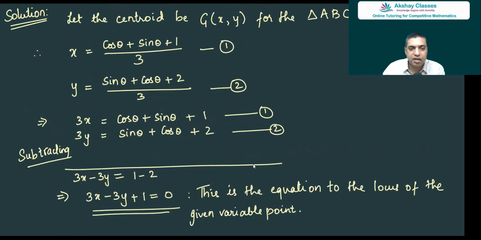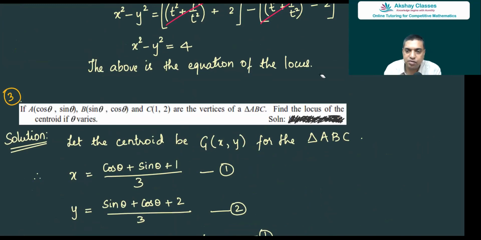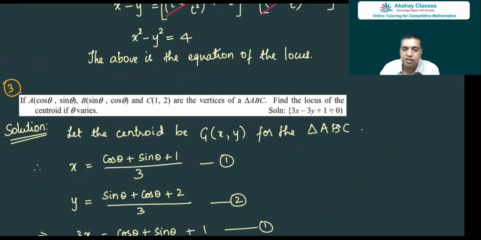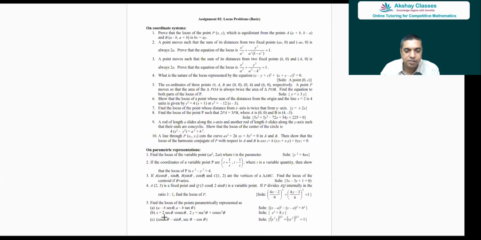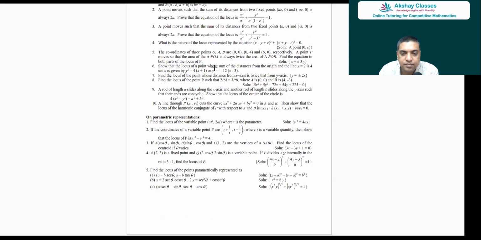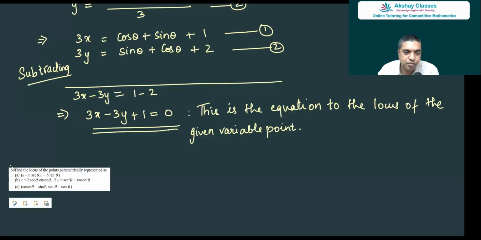Got it? So the problem is not difficult. It is just a matter of practicing. So let's look at the solution. 3x minus 3y plus 1 is equal to 0. That's what we got. All these questions are important, all the three, for practice. That's why I'm making you do them.